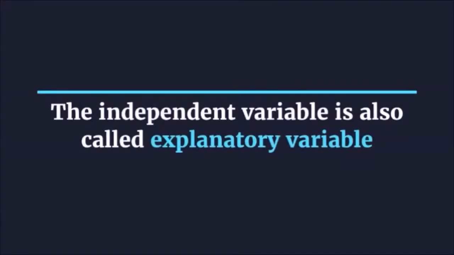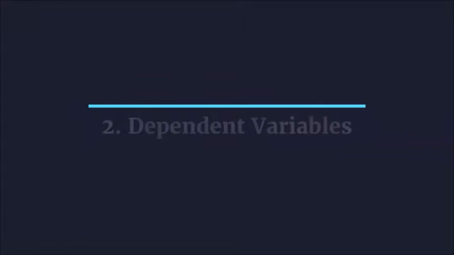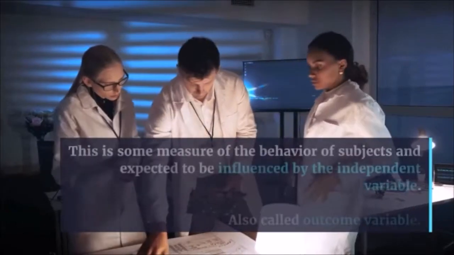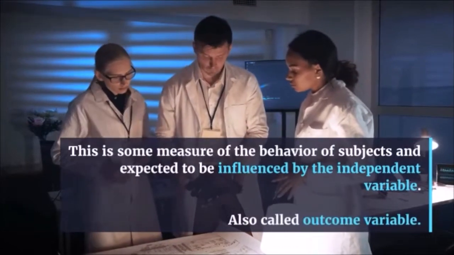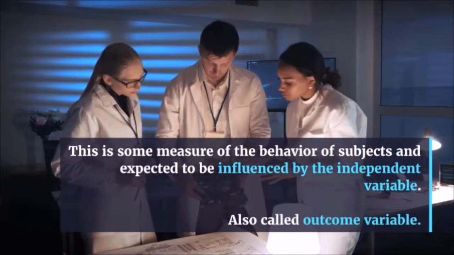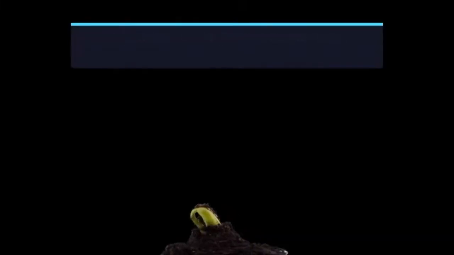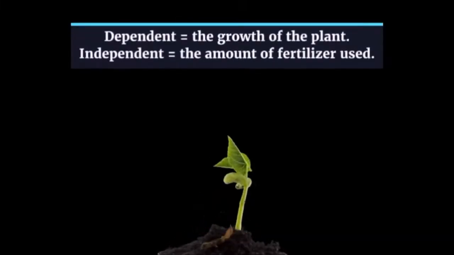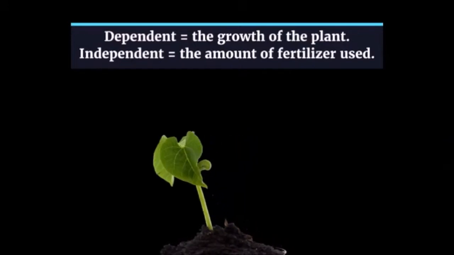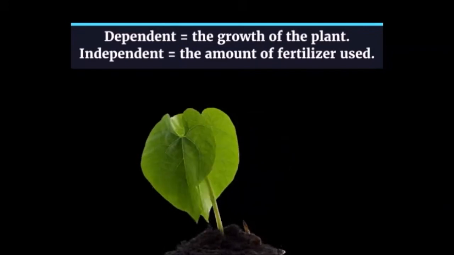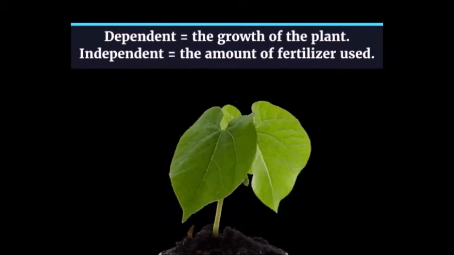Second, under the experimental classification is the dependent variable. This is some measure of the behavior of subjects and expected to be influenced by the independent variable. The dependent variable is also called outcome variable. An example of this experimental classification is when predicting the effect of fertilizer on the growth of plants. The dependent variable is the growth of the plants, while the independent variable is the amount of fertilizer used.